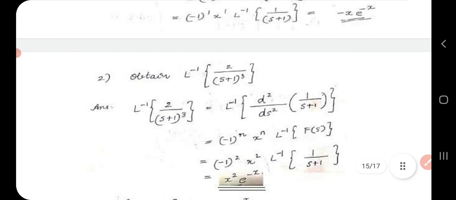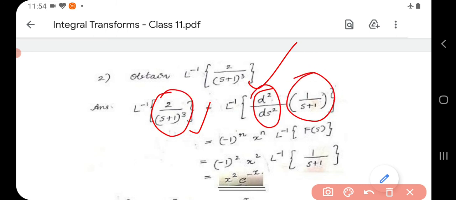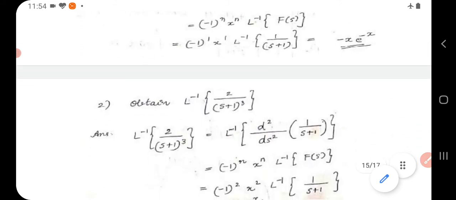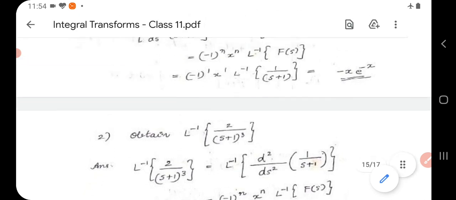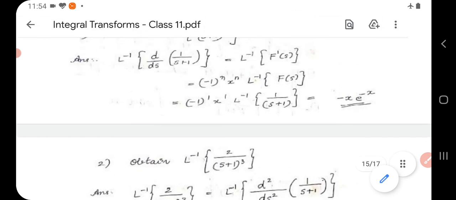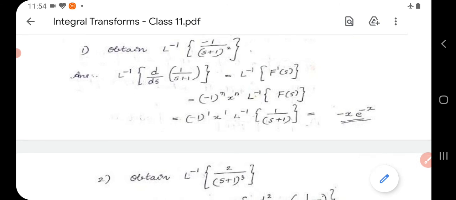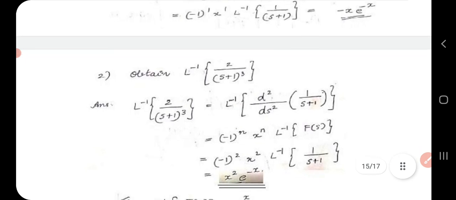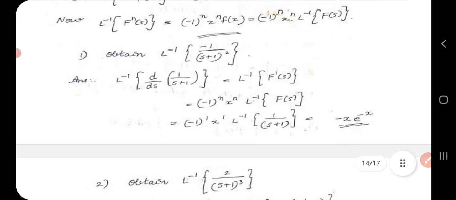Now a similar problem is this one. They have asked for the second derivative. This one is actually the second derivative of 1 by s plus 1. Compare these two. One is about the first derivative of 1 by s plus 1, and the second question is about the second derivative of 1 by s plus 1. Minus 1 whole raised to n, x raised to n is written as such. Here also it is L inverse of the derivative of f(s). The only difference is that since we are dealing with the second derivative, the value of n becomes 2, whereas here the value of n was 1.